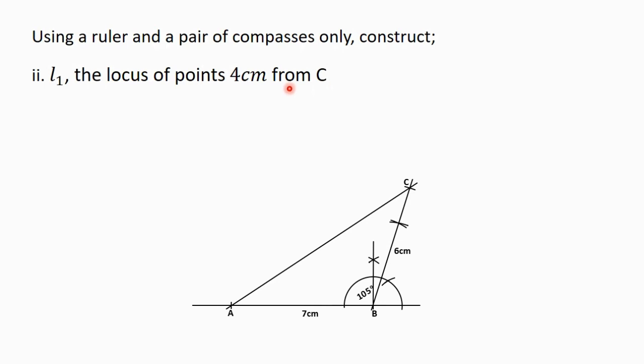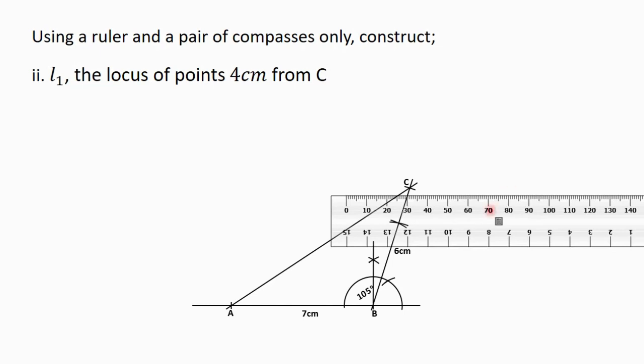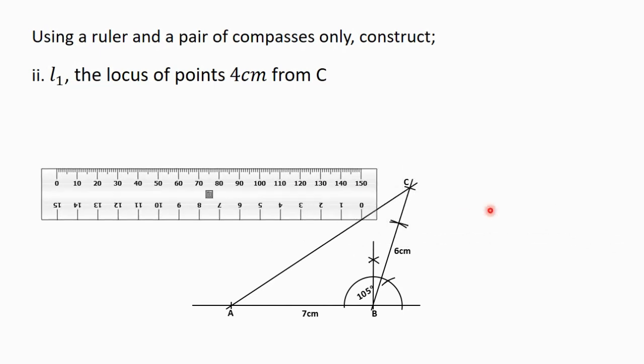And the radius of the circle will be the distance between the points and the center. The distance given to us here is 4 centimeters. So it means that the radius of this circle is 4 centimeters. So this locus L1 will be a circle with point C as the center and a radius of 4 centimeters. To construct this circle, you pick the ruler and you measure 4 centimeters with your compass. So I have my compass here. You measure 4 centimeters. 4 centimeters will be 40 millimeters on my ruler.